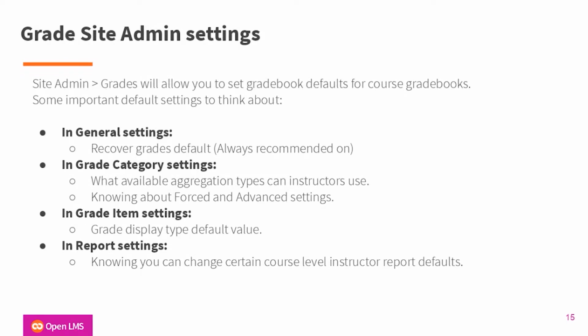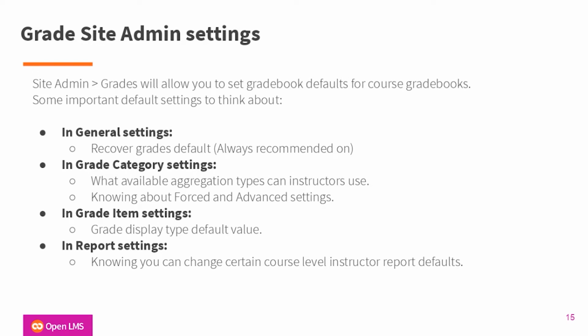In site administration, grades, and grade item settings, there's a grade display type default value, which basically just means what is the default value for how the grade is displayed. You can set that at the administrator level so that it cascades down into all the courses.